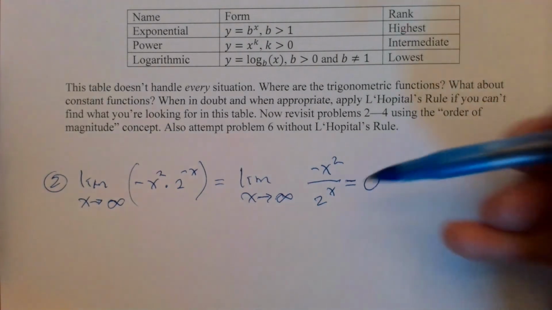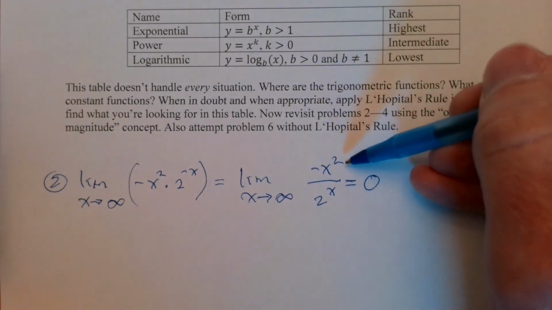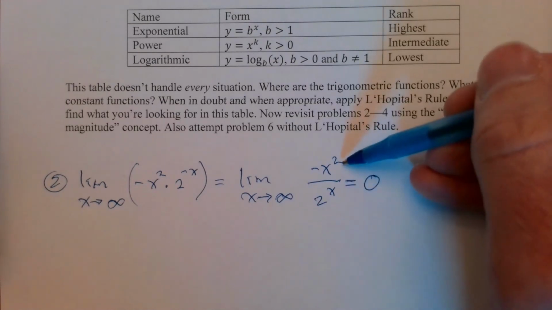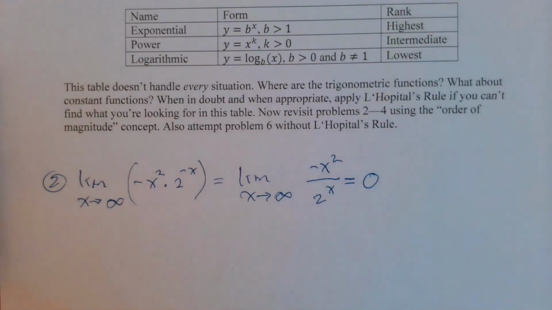I think of it as, hey, this gets big. Or it gets negatively big. In absolute value, it gets big. It gets far from 0 pretty quickly. This gets there just much, much faster. So big divided by super big makes 0.